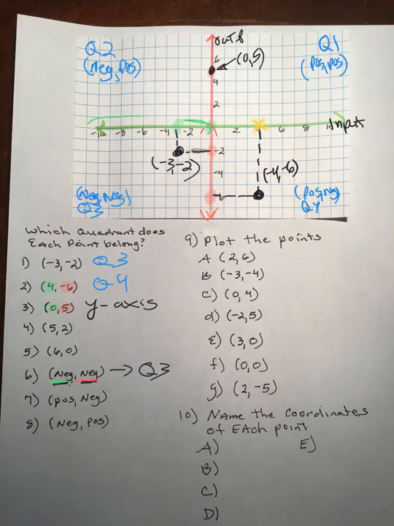Let's go down to 6, 0. You want to find 6 on the x-axis, on the input, and an output of 0, and that would be right here. So there's the point 6, 0, and that's not in a quadrant at all. That is on the x-axis.